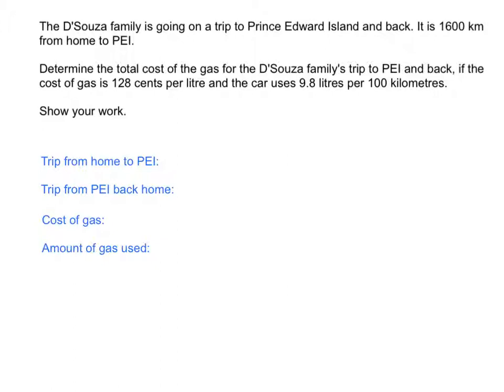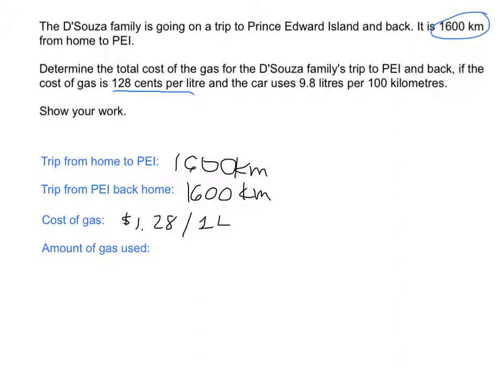How far is the trip from home to PEI? Well, we're told that it's 1,600 kilometers from home to PEI. But the D'Souza family is also traveling from PEI back home. So that's another 1,600 kilometers. How about the cost of gas? Well, we're told that the cost of gas is 128 cents per liter. So that's $1.28 for every 1 liter.